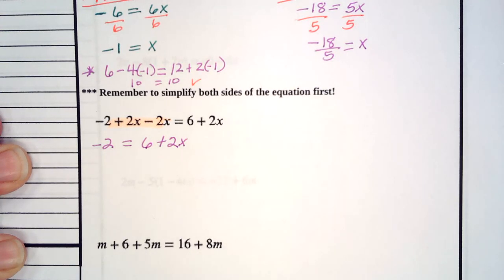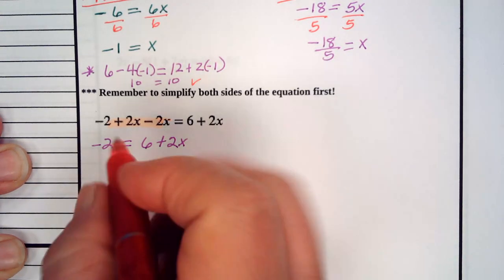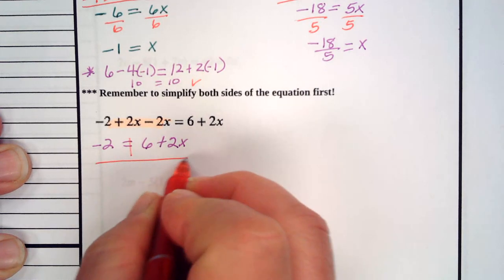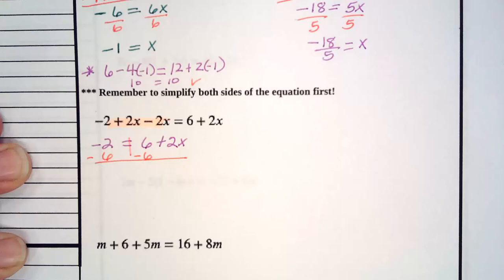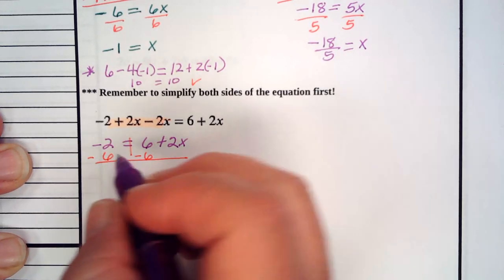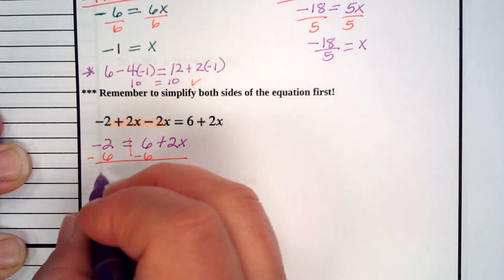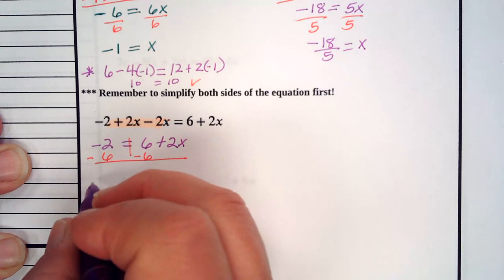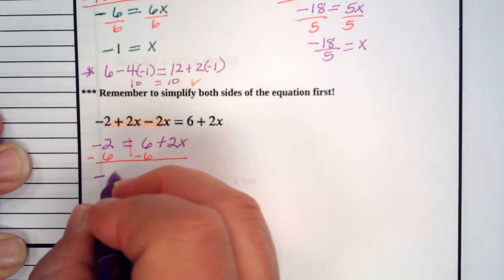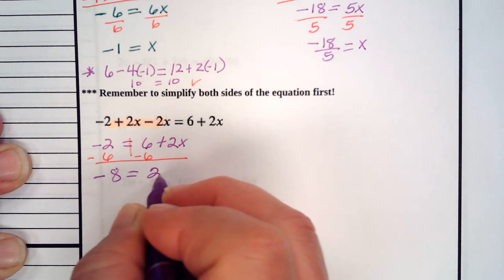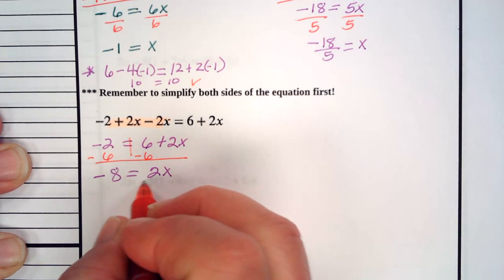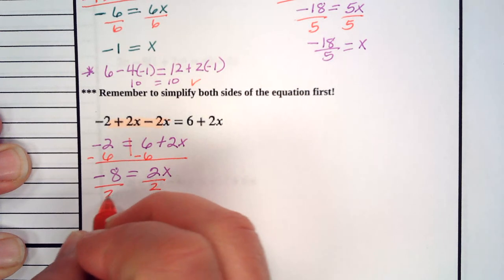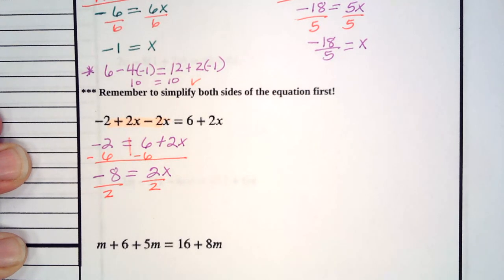Opposites cancel out when you add. Get the numbers to the same side. Subtract 6 from both sides. Negative 2x minus 6 more. Negative 2x plus negative 6 is negative 8 is equal to 2x. Divide both sides by 2. Negative 4 is equal to x.